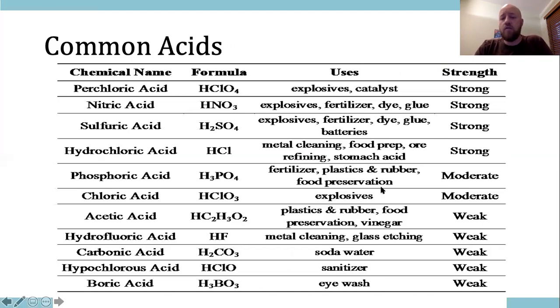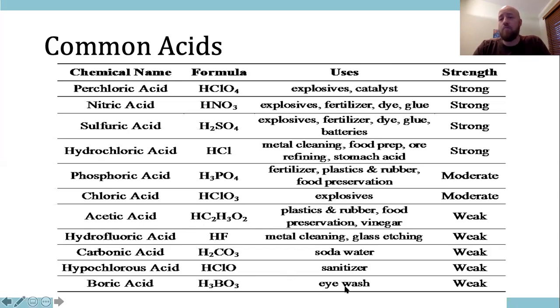Acids are generally used in a lot of different places. They are obviously used in making fertilizers, various glues and batteries. They're used in plastics and making various rubbers, as well as preservatives. So you see acetic acid used as a preservative. You also see things like vitamin C, ascorbic acid, generally added as preservatives to things. So acids are used as preservatives in various things. Boric acid is in your eye wash.